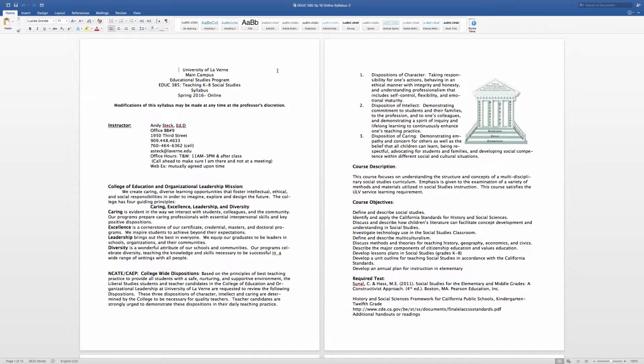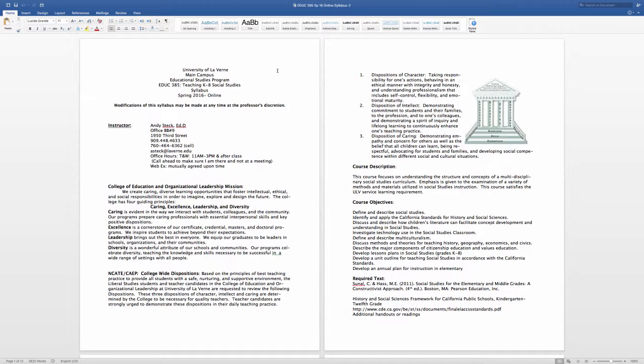So looking at the syllabus, you'll see that we have a mission that involves caring, excellence, leadership, and diversity. Those are our 4 pillars to our college of education organizational leadership. We are NCATE or CAPE accredited, and that means that if you decide to leave the state after you have your degree, you can go on to get your credential in another state. And for 22 of those states, we have a reciprocal agreement, meaning that you might not need to take a whole lot of additional courses. So it's really important that you attend schools that are NCATE or CAPE accredited.